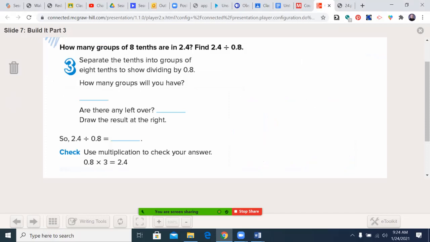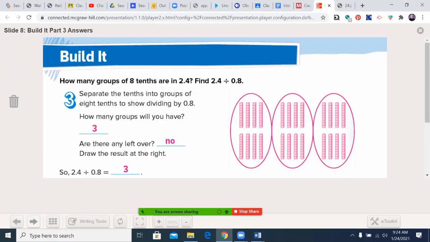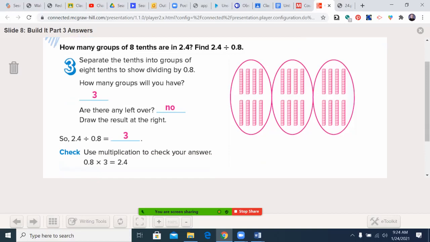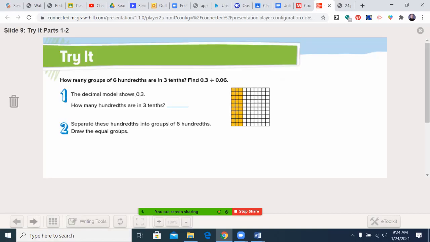So how many groups were there? We already did that. Oh, sorry, let's move forward this way. You see their drawing of it. I could have drawn it in a couple different ways, but that was the easiest for me. So let's try one. Now this one's going to get a little tougher.